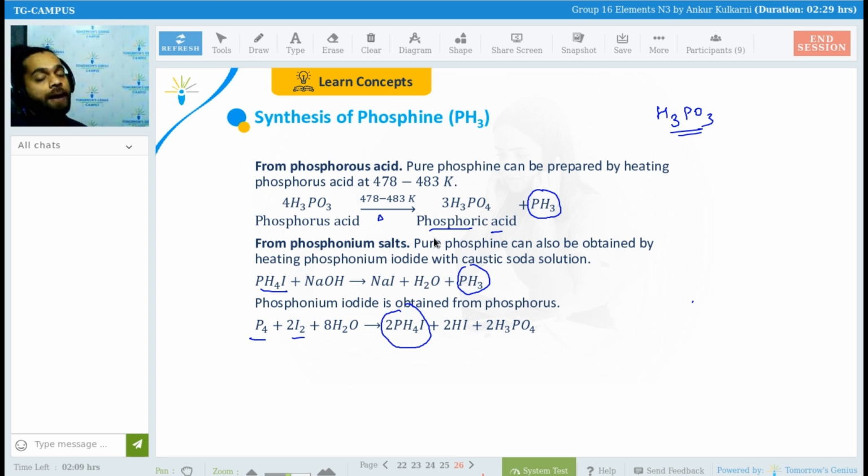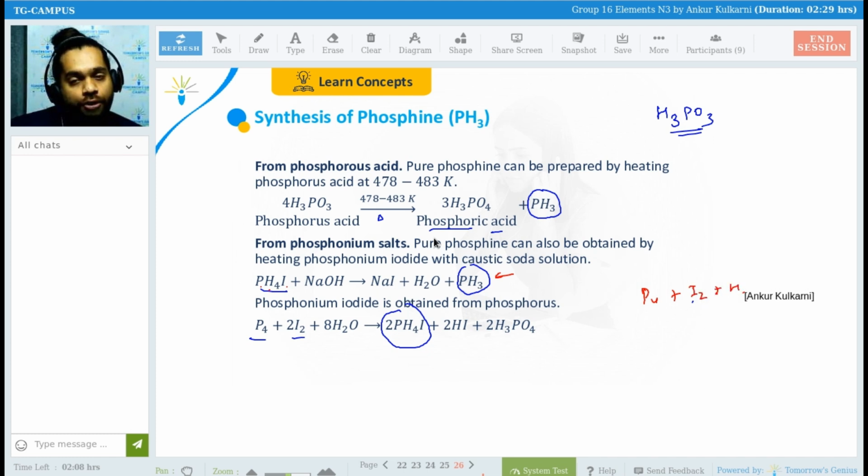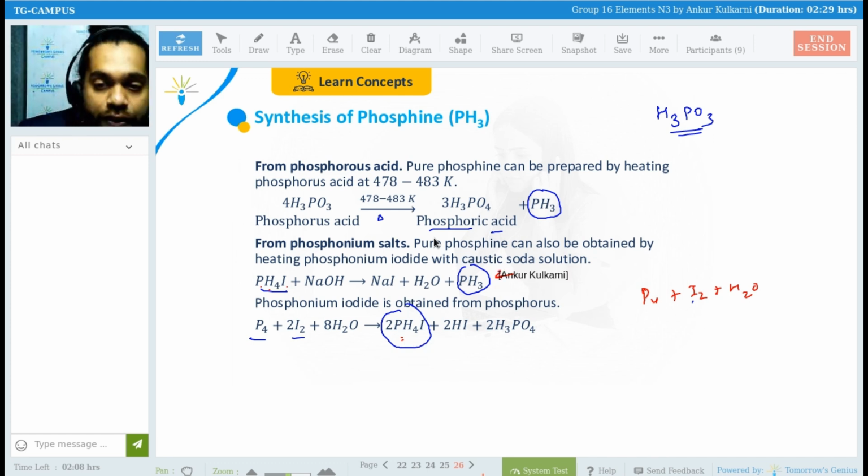Okay, so phosphonium iodide, if I add the base, everyone, what do I get? I get the phosphine. And how do we prepare phosphonium iodide? We have phosphorus, hydrogen, and iodine. So similarly, react it with the same thing, phosphorus, iodine, and water. What do we get? We get the phosphonium iodide. And from that salt, if we add the base, we get the phosphine.